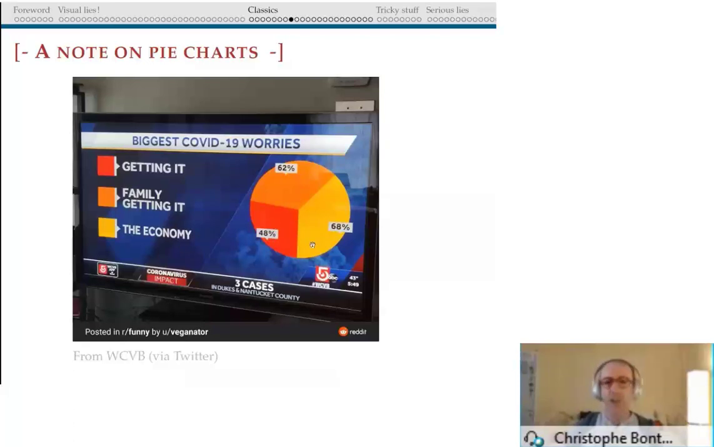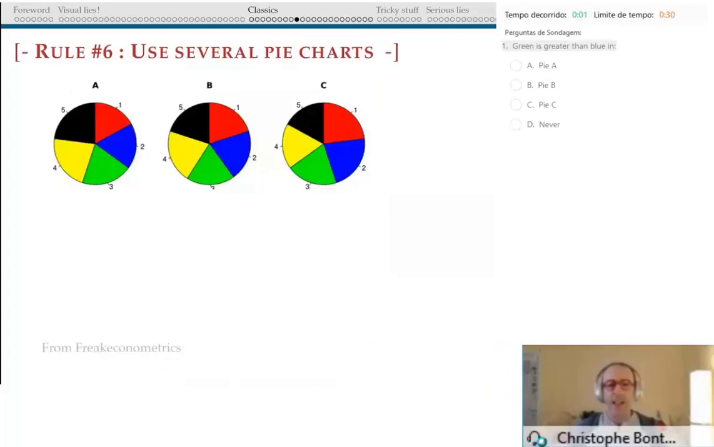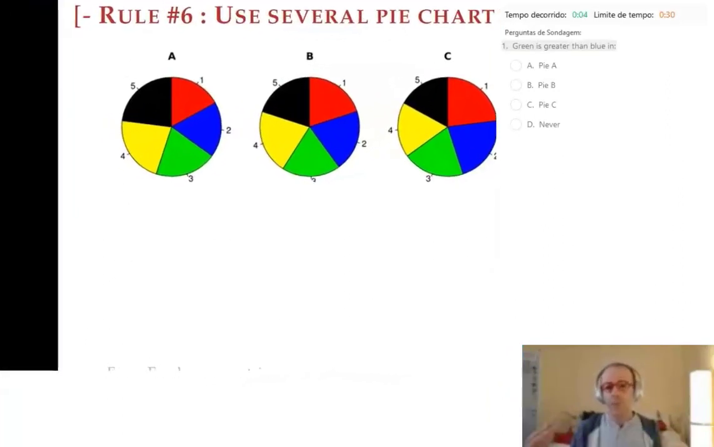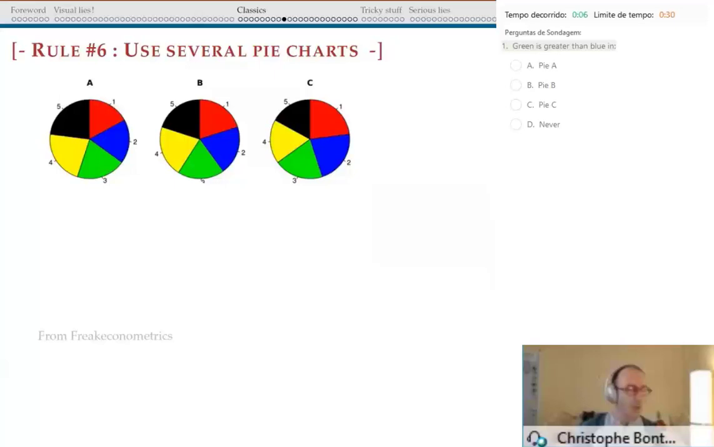Now, since we're talking about pie charts, I have a poll for you. So it's poll number 6. When you do pie charts, sometimes you want to compare pie charts. So here we want to compare the pies A, B, C. So Joanna will send you the poll number 6 right now, if it's ready. And I want you to see how difficult it is to compare the angles here. So the poll is coming.